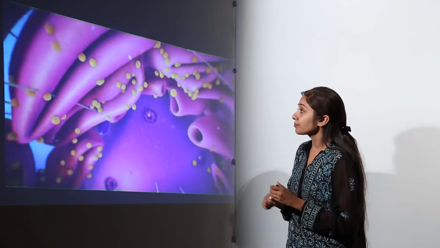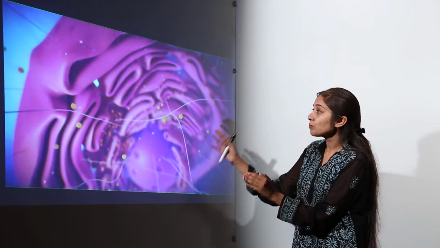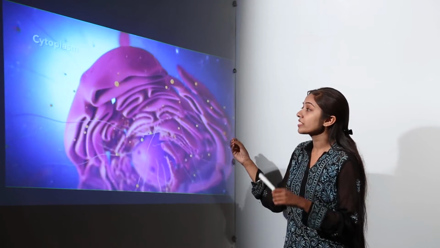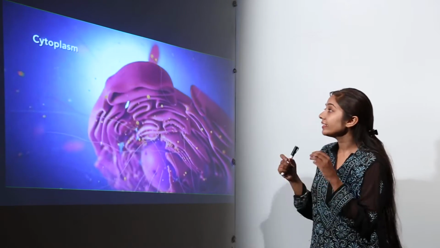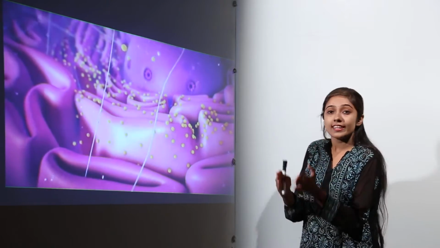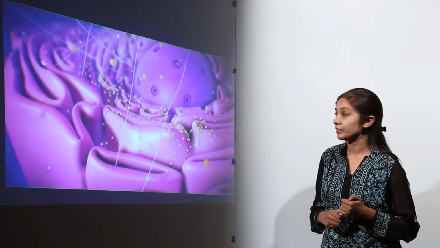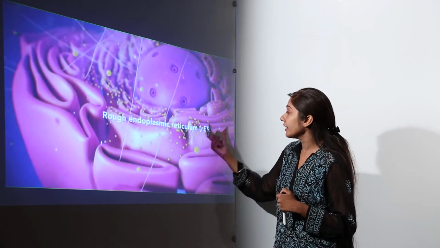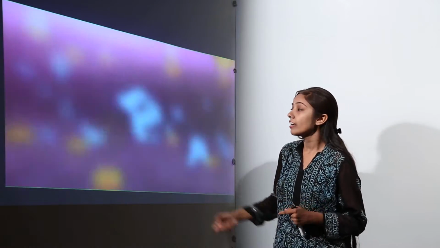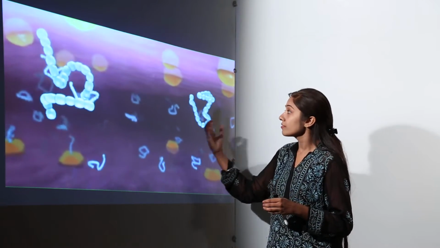Then these ribosomes synthesize proteins, and along with the nucleus we have the endoplasmic reticulum, which we abbreviate as ER, right? These ribosomes can occur freely in the cytoplasm, and they can also be attached to the ER. So we have two types of endoplasmic reticulum: smooth endoplasmic reticulum and rough endoplasmic reticulum. This is the RER, rough endoplasmic reticulum, because here we can see the ribosomes attached, and then we have the SER, where there are no ribosomes attached.